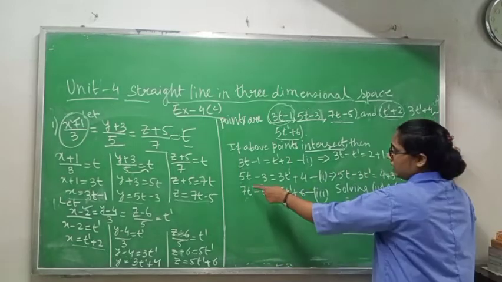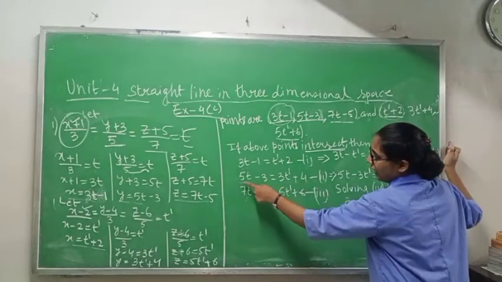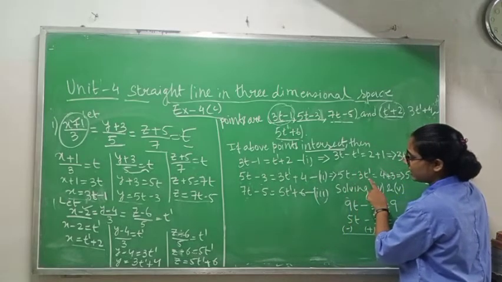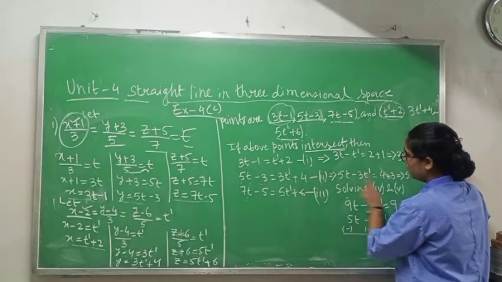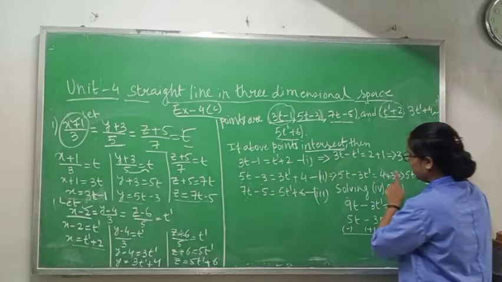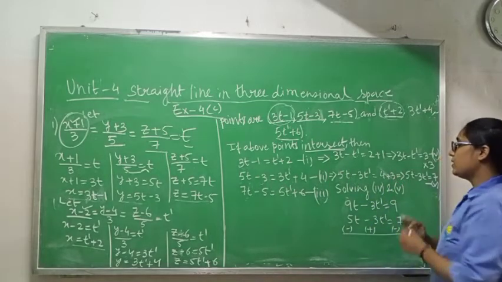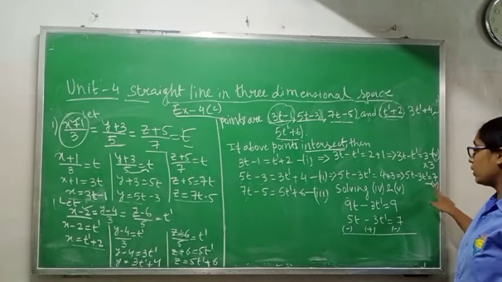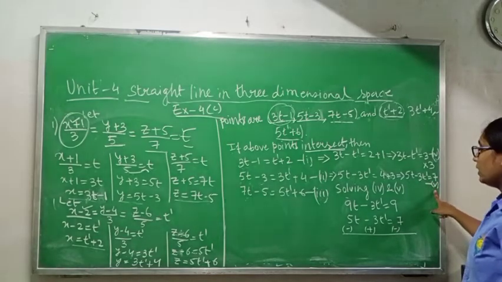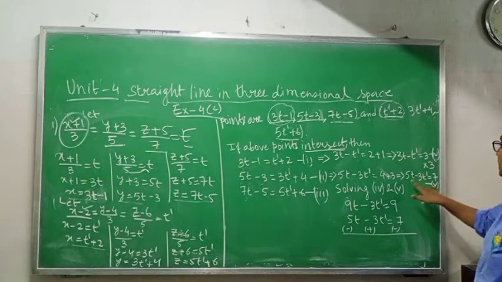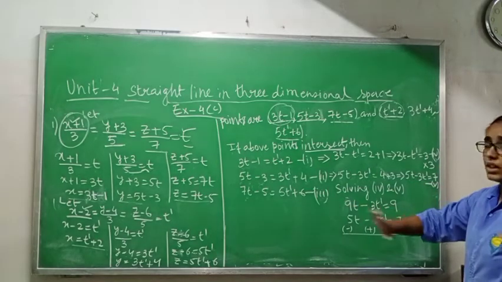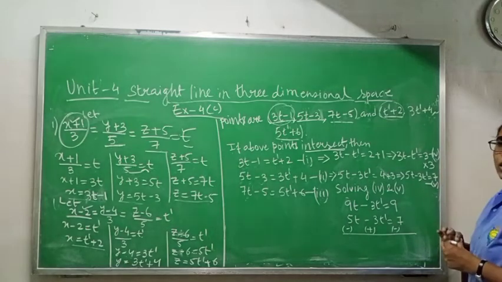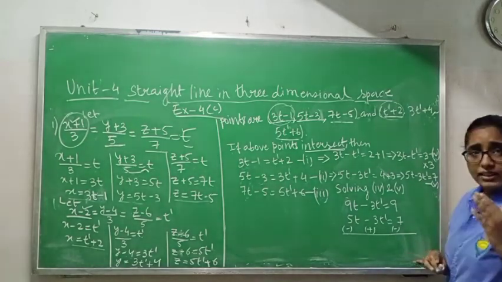Now the same thing I am doing from equation 2. 5t is here, plus 3t' I am taking this side, it will become minus 3t', plus 4 will remain as it is, minus 3 will come, it will become plus 3. It means that 5t minus 3t' equals 7. Equation 5. Now I can solve equation 4 and equation 5. I will not use equation 3, because we need only two equations to find the values of t and t'.